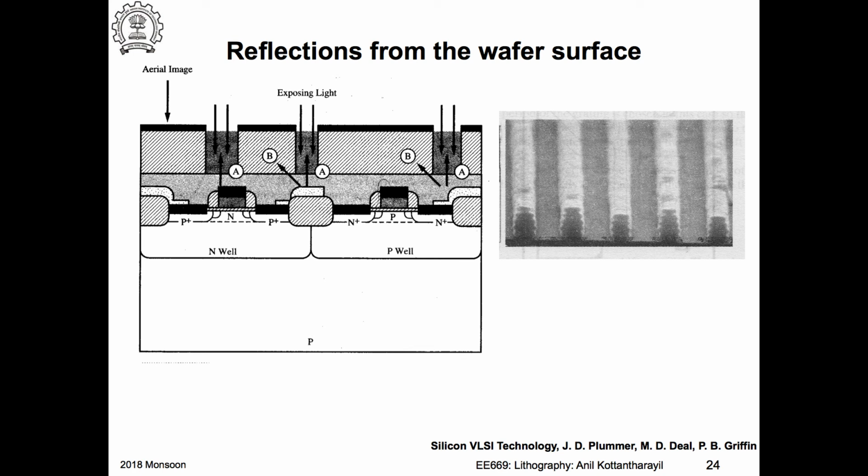Now the other problem is that you may get what are called standing waves. Standing waves could actually lead to features of this kind on the photoresist. You can see this here. If you look at this edge, it's wavy. So the edge of the photoresist is wavy, not straight.